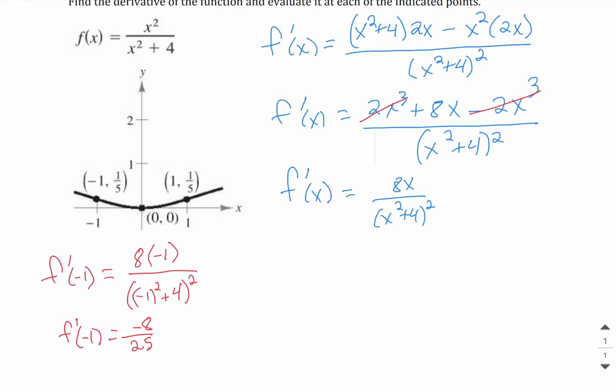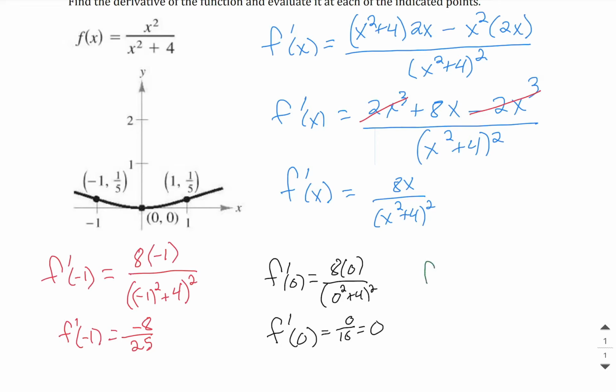What we'll also do is take a look at the derivative of f at 0, our second point here. So if I want to find f prime at 0, I'm going to substitute that 0 in. I'm going to have 8 times 0 over 0 squared plus 4 squared, and it doesn't really matter because we have a 0 on the top, but we just want to make sure there's not a 0 on the bottom. So we end up with f prime of 0 is equal to 0 over 16, or just plain old 0. So the derivative at 0 is 0.